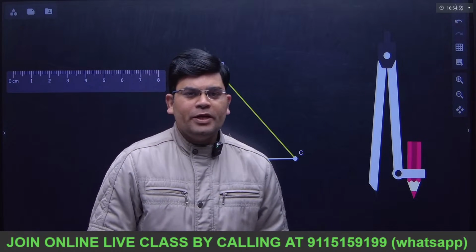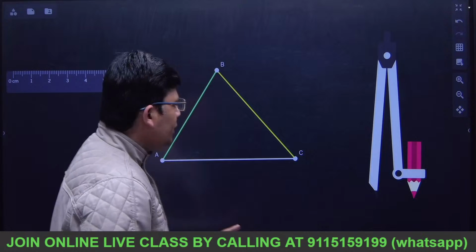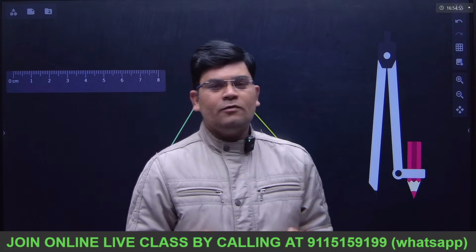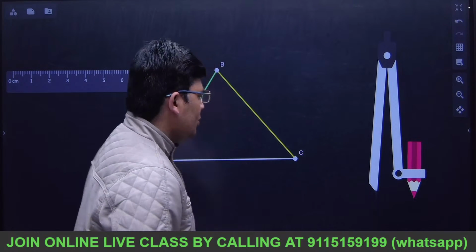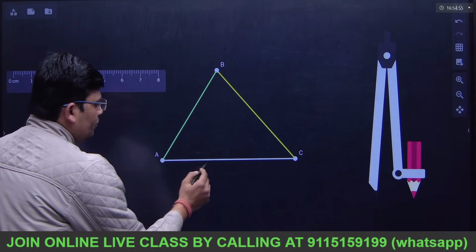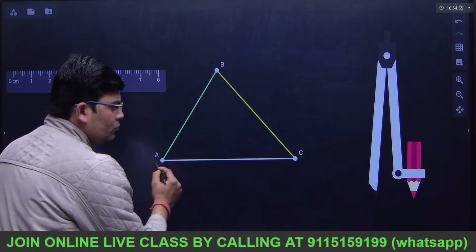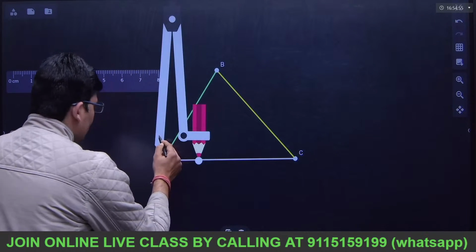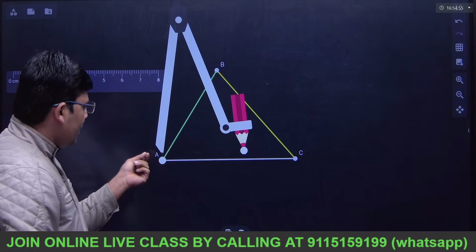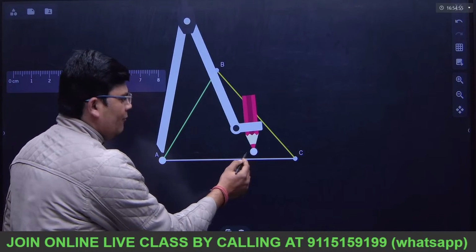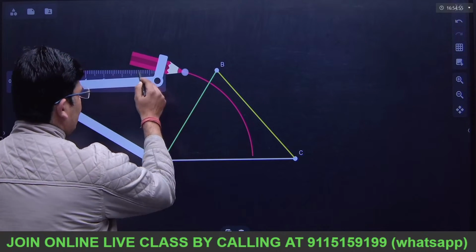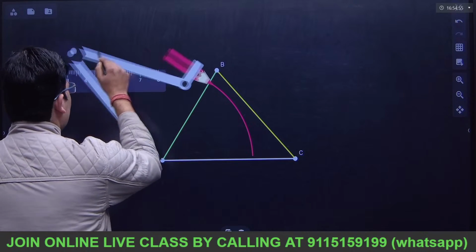Now I need to make a circle which will touch all these 3 points. That particular center of that circle will be known as circumcenter. Okay, so how to create that? First what we need to do is bisect this line. We need to make the perpendicular bisector of this line. To make this, we have to mark the center as A and, taking radius more than half of this line, draw an arc above and an arc below as well.